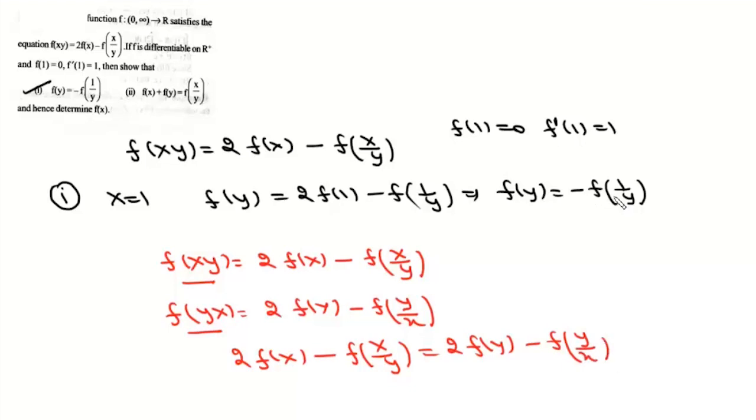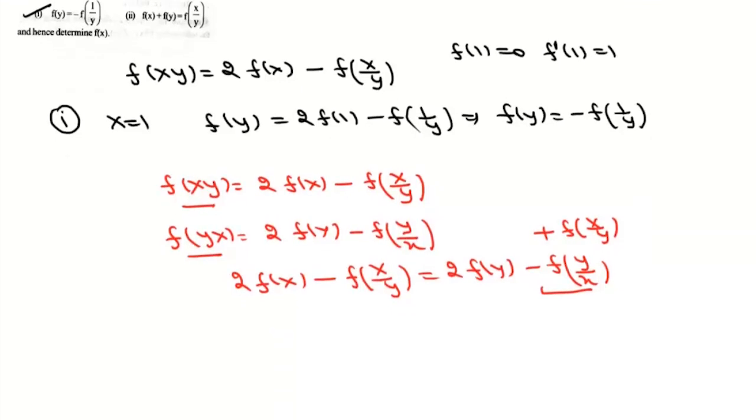Now minus f(1) upon y is f(y). So we can write this as plus f(x upon y). Now if we rearrange this, we can write 2f(x) minus f(y) will be equal to 2f(x upon y). This 2 and 2 will cancel. So here it should be this minus and not plus. So that's our second result.